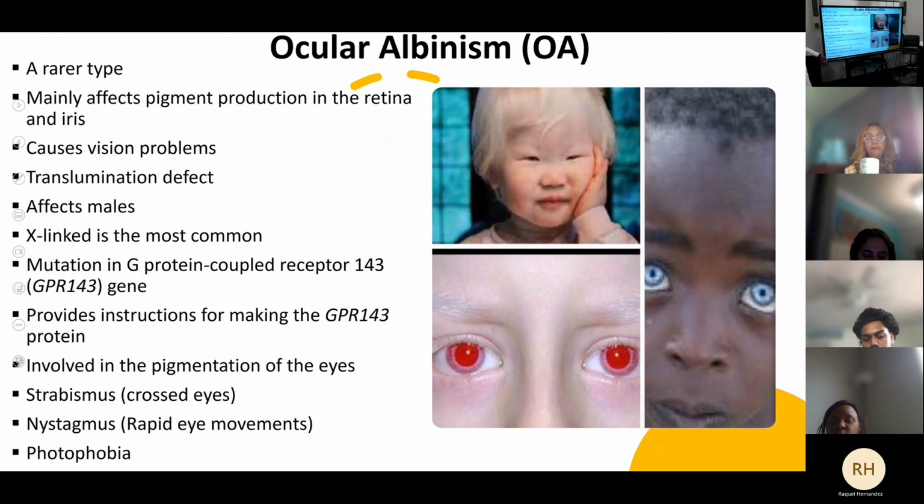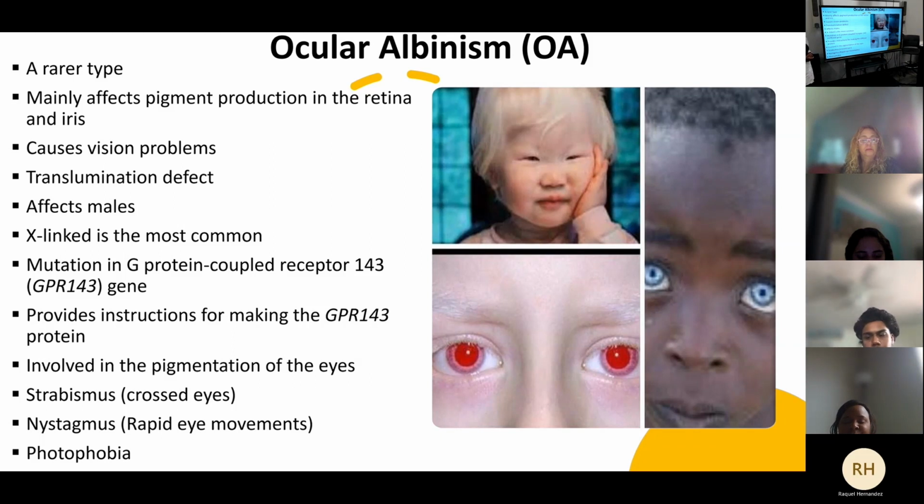In ocular albinism, or OA, it's a rarer type, and it mainly affects the pigment production in the retina and iris. So this will obviously cause vision problems. It causes a transillumination defect. So when you shine a light in the eye of a person with albinism, you're not going to see any color in the back of the eye. This type mainly affects males, and the X-linked is the most common type.